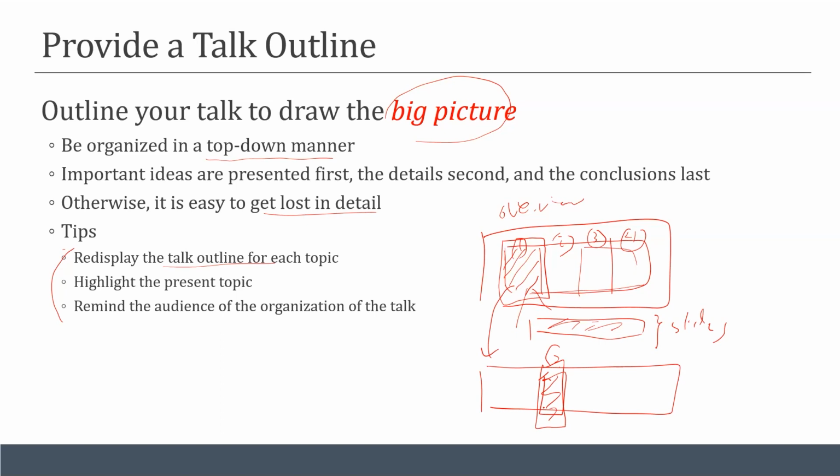Then your audience keeps following you. They can catch up with you. Like, okay, now the first component, the first step is over. Now I'm here in the second step, okay? So this is how to highlight the present topic. This is the present topic, and maybe the next, the third component or step, so that you can remind the audience of the organization of the talk, okay?